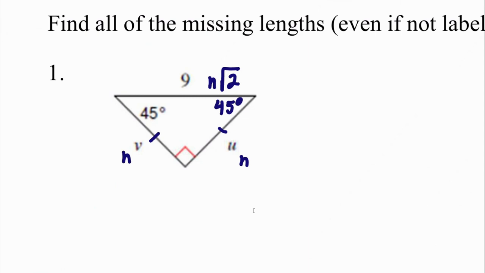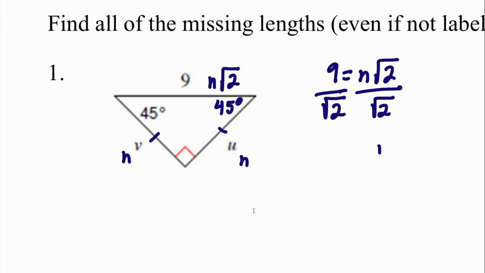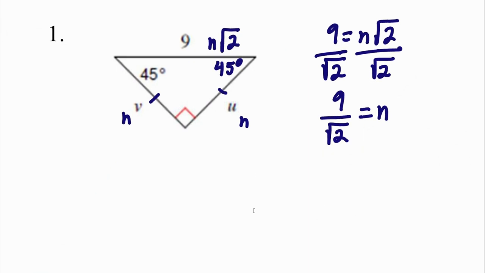So what we would do is set 9 equal to n square root 2, and we'll solve. We will divide both sides by the square root of 2, and we'll get that n, the thing we're trying to base everything off of, is 9 over the square root of 2. Okay, which means both v and u are going to equal 9 over the square root of 2.